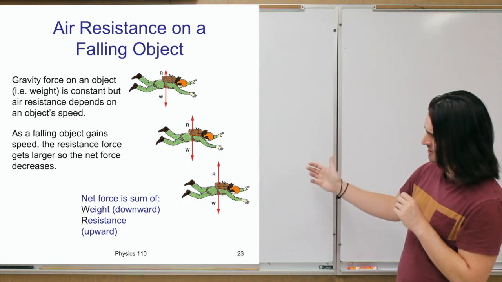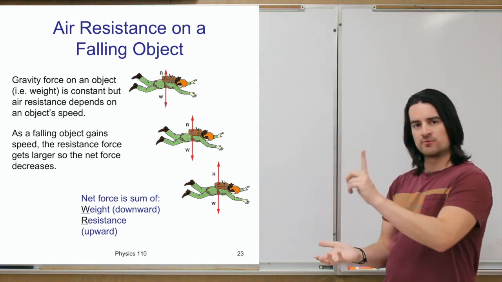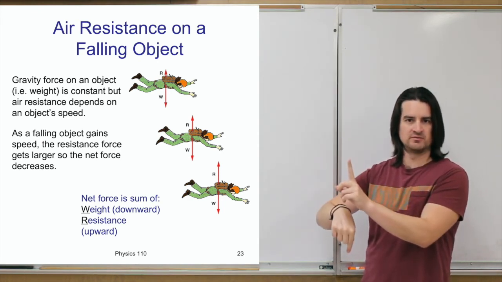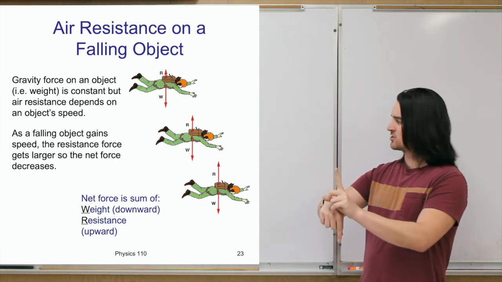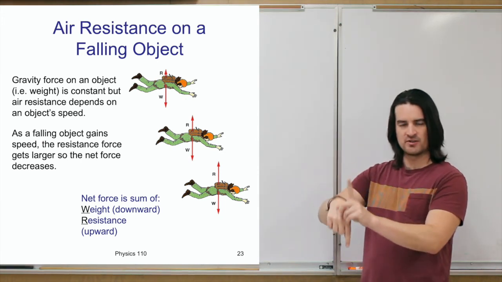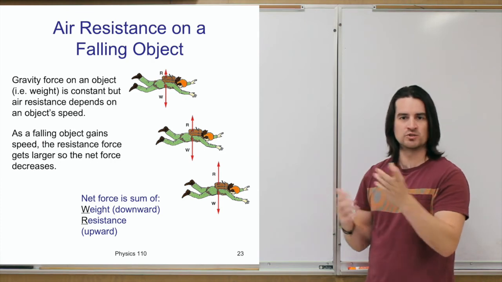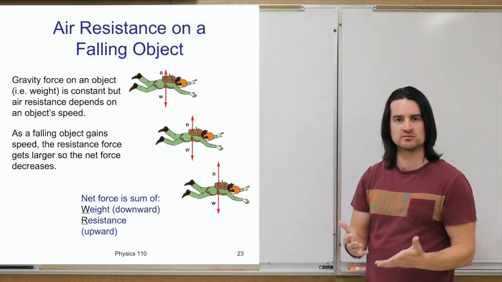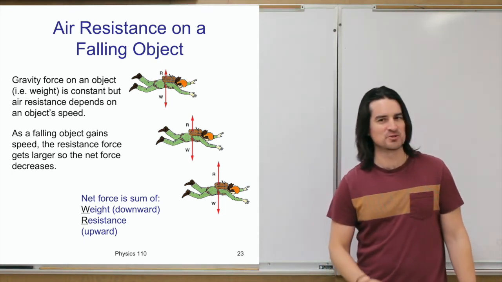Until at some point, you're going fast enough that the drag force is increased enough that it's equal to the force of gravity pulling you down. So once the drag force is equal, there is no more net force on you, right? Because there's just as much force pulling down as there is pushing up. So you get zero net force, which means zero acceleration.